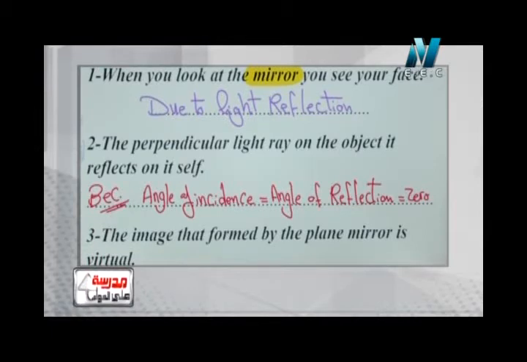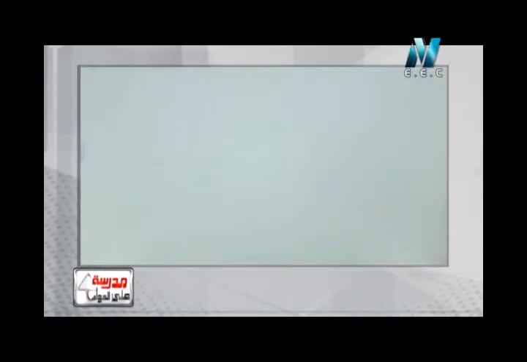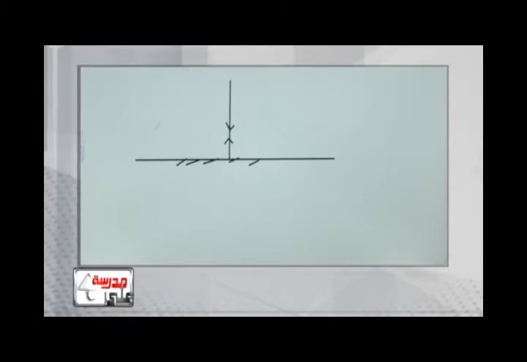Just to remember, if we have a surface like that and the light ray falls perpendicular on a surface, it reflects on itself. Of course, as we studied before in second prep, the angle of incidence is the angle between the incident ray and the normal line. The angle of reflection is the angle between the reflected ray and the normal line.